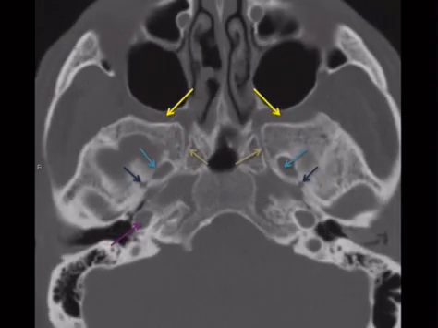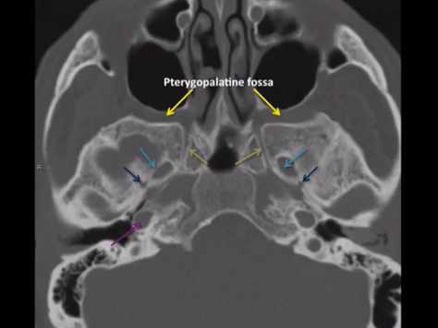Next slice here is again showing the PPF, and it's also showing another road that's hooking up to it. This one's skinnier and a little bit more medial, and that is Vidian's canal. It's got somebody's name attached to it that makes it high yield.